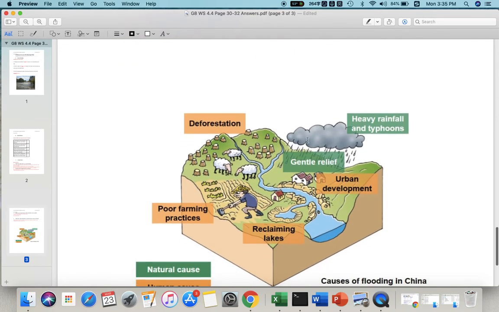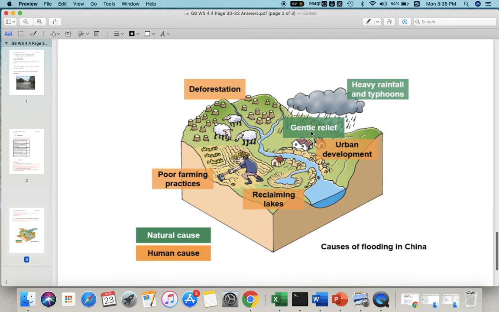Okay, so as a very quick summary, you can see here the green one is the natural cause for the flooding, while the orange one is the human cause. So why will human actions cause flooding in China? For the green one, you could see if there is very heavy rainfall and typhoons and very gentle relief, it will cause a large sudden increase of the water in the river channel. And for deforestation, cutting the trees, we just explained. And the poor farming practice, the overgrazing or the overcultivation, causes soil erosion and thus silting in the river, and the reclamation of the lakes reduces the size of other means to hold the water, and of course the urban development.